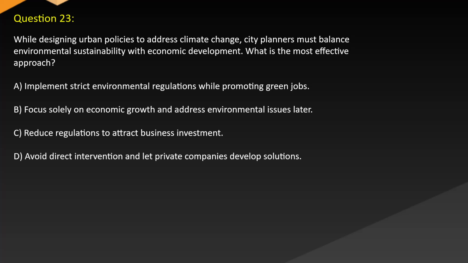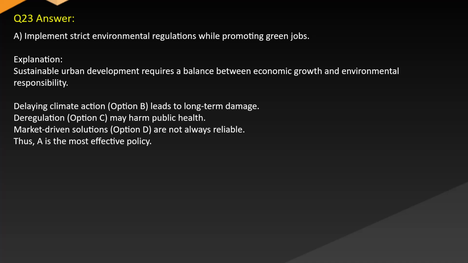C. Reduce regulations to attract business investment. D. Avoid direct intervention and let private companies develop solutions. Answer A. Implement strict environmental regulations while promoting green jobs. Explanation. Sustainable urban development requires a balance between economic growth and environmental responsibility.